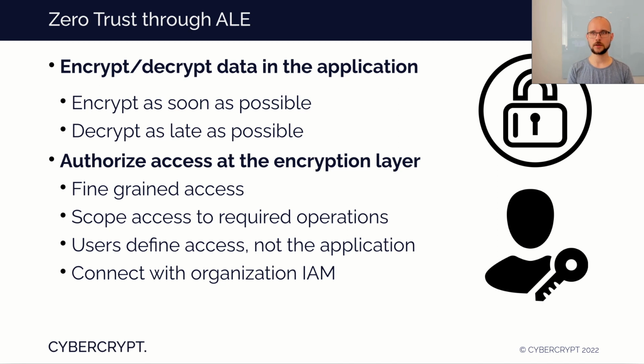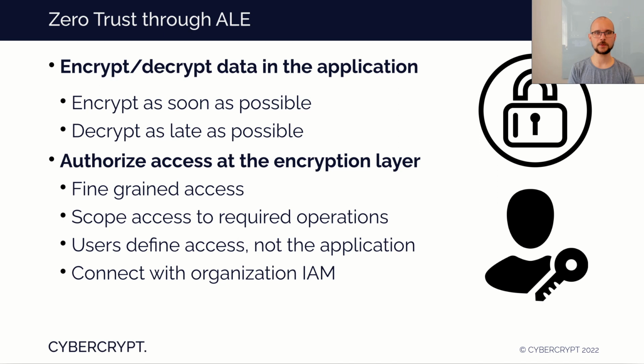The second part, I think, which might be often overlooked, is that you should authorize access to data at the encryption layer. So the logic for making decisions about who can actually access this data should be at the encryption layer. What you gain here is very fine-grained access to data, so that only entities that absolutely need access to this data can decrypt. And you can also scope access to required operations. For example, some entities might only need to be able to read data, some might only need to be able to write data. If you don't need both, then you shouldn't have both.